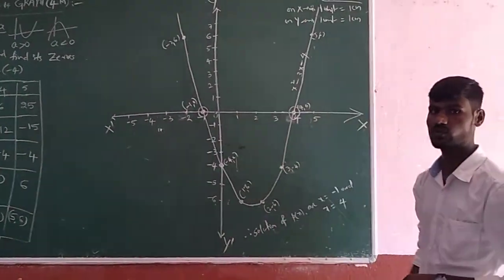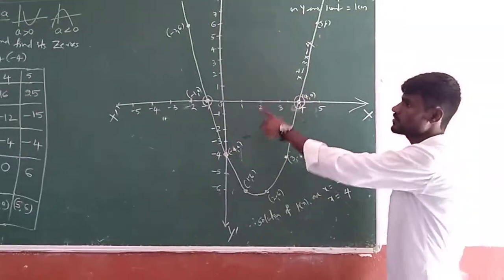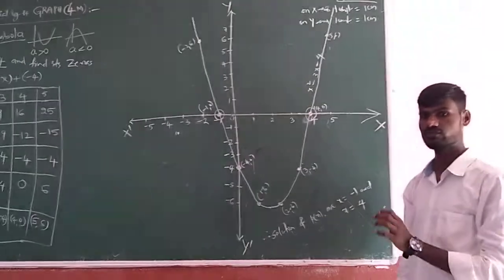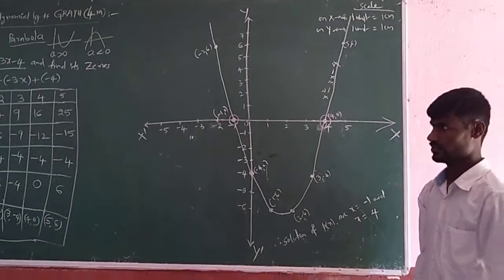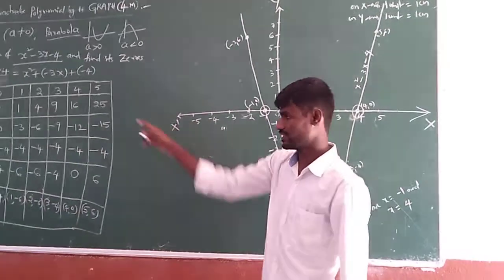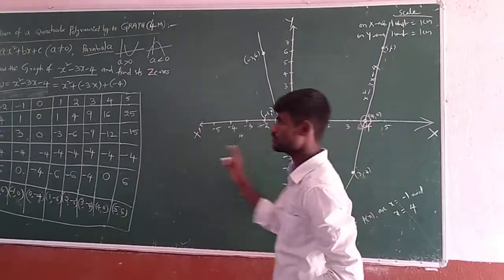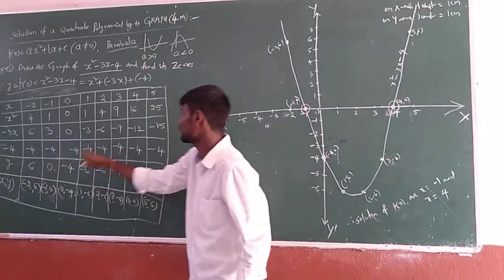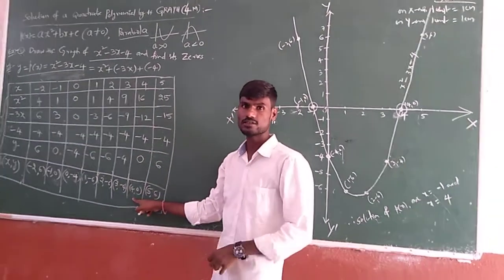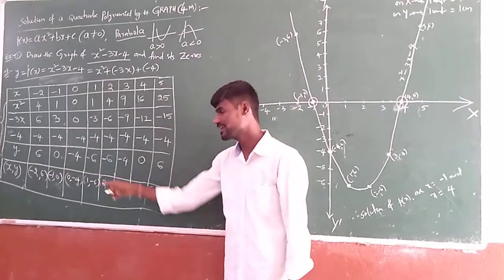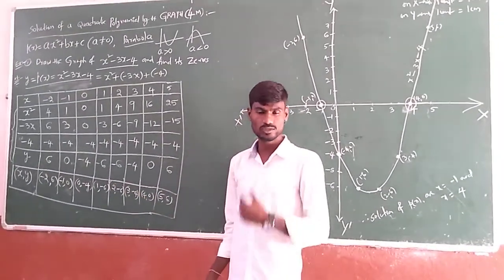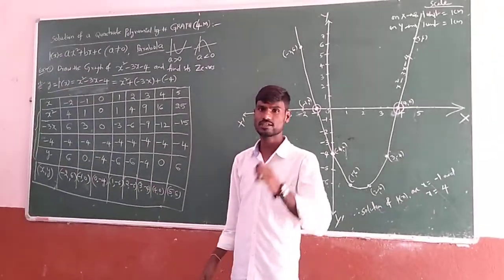And students, one more logic: before getting these zeros, you can predict what the solution is, in rough work only. Suppose we are getting minus 1 and 4 here. The same points, minus 1 comma 0 and 4 comma 0, you also get in the table. But for some problems, you may not get them in the table. How we have to take them in the table itself, for that I will give one clue.